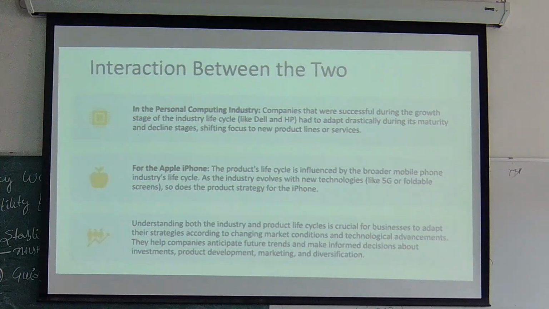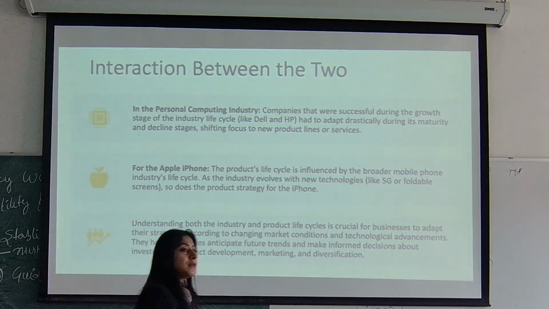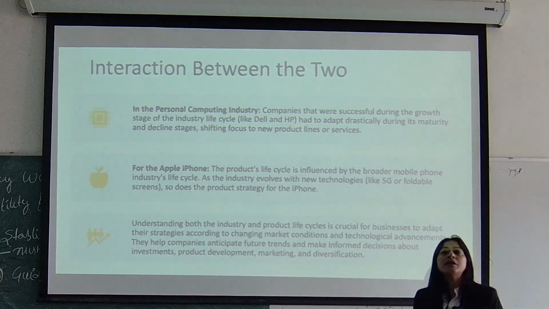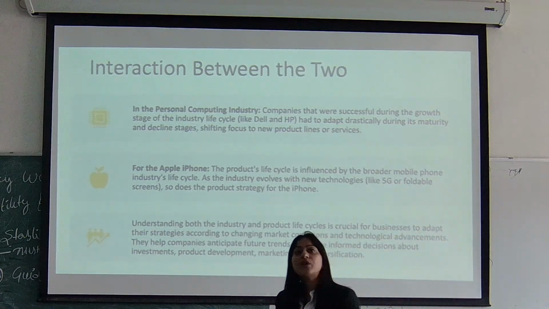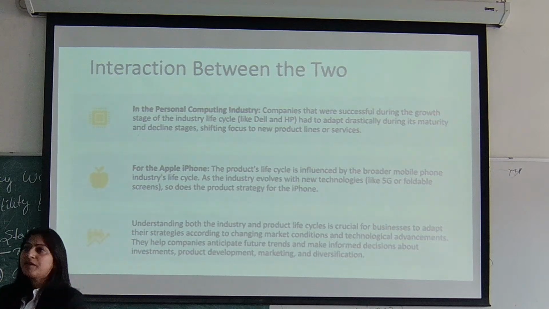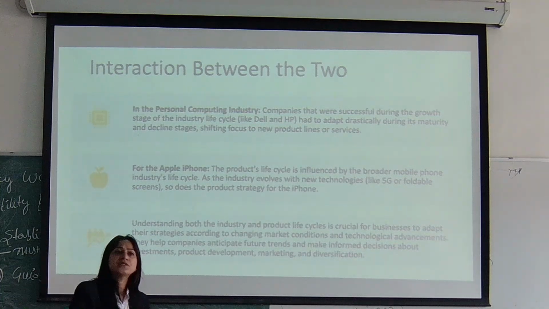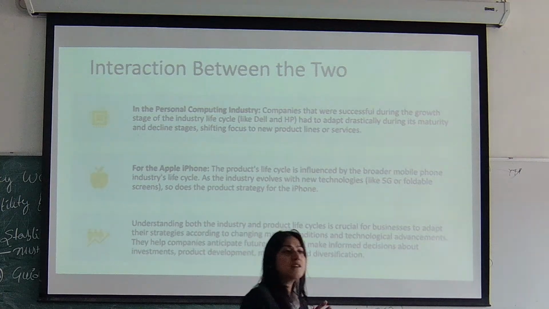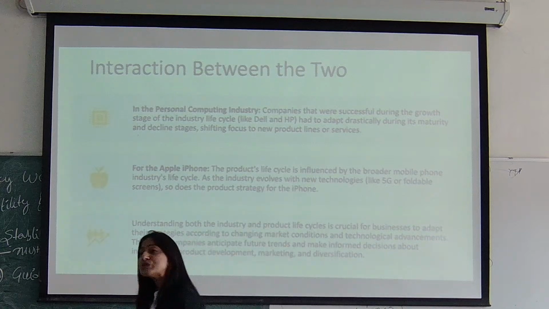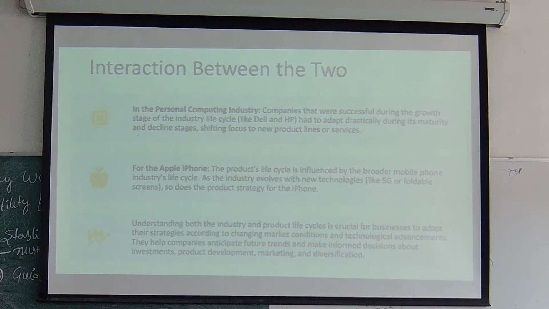So then what is the interaction between industry and product? Both things are interdependent. If an entire industry is heading towards a downfall, then obviously they also have to change their products accordingly. Probably they have to reduce their product line, and if the industry is expanding, then they have to come up with something new, right? They will have to bring new product lines.